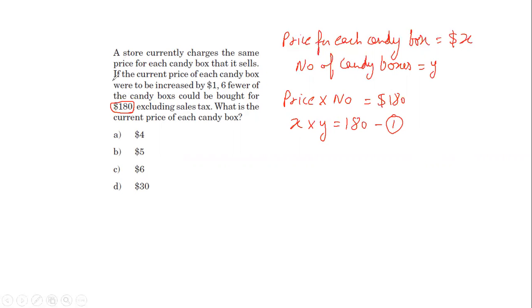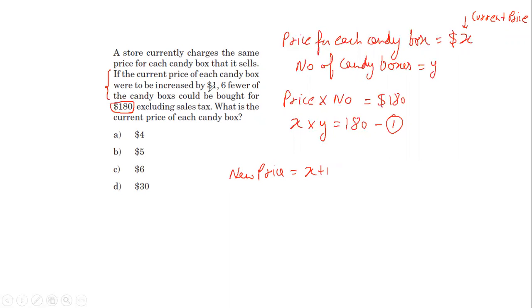Now, the second equation will be found in the information given to me here. So now I am trying to change the scenario. If the current price of each candy box were to be increased by 1, so basically I can say this is the current price. But what I'm doing with this current price, I'm increasing it by 1. So the new price will become X plus 1. I've increased the price by $1.